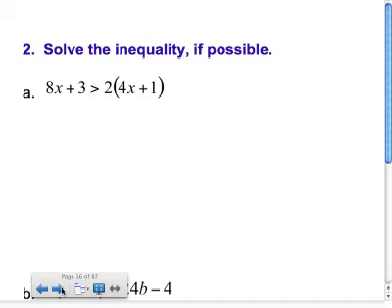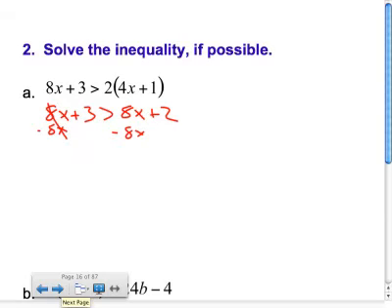Okay, now this one's even more steps. Okay, so part A, first thing we're going to do is we're going to distribute and simplify the right-hand side. So we get 8x plus 2. Okay, so now I'm going to get my x's to one side, get all my numbers together. So I'm going to subtract 8x, subtract 8x. You'll notice what happens here. Those cancel, so you have 3 greater than 2.